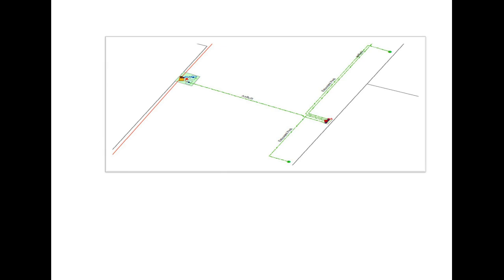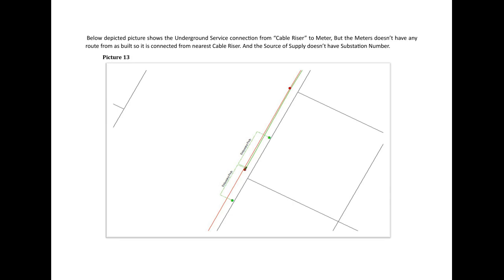Picture 12. The picture below depicts the underground service connection from cable riser to meter, but the meters don't have any route from as-built, so it is connected from the nearest cable riser.